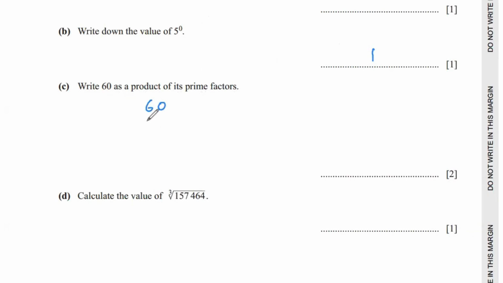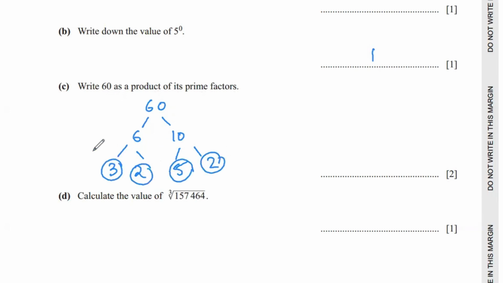So 60 splits down to 6 and 10. Now, it's not necessary that you have to split it down to 6 and 10. You can do 20 times 30, 30 times 2, 5 times 12, anything. 6 is 3 times 2. 10 is 5 times 2. Now, 3, 2, and 5 are prime numbers, which means we cannot further break these down.